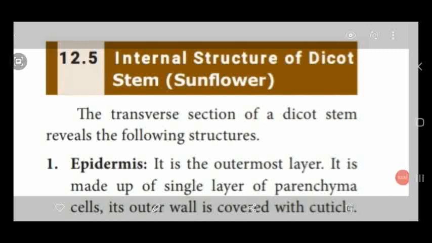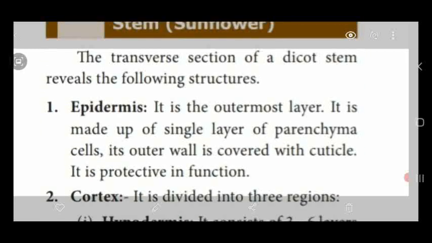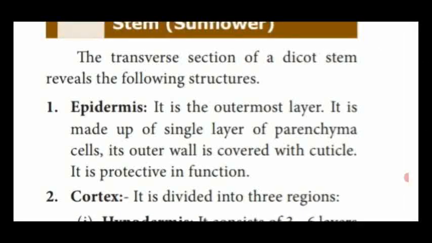Dear students, this is the internal structure of dicot stem. Example, sunflower stem. This dicot stem is divided into different regions. The first region is epidermis. So epidermis, what is that one? The outermost layer, single layer, closely packed parenchymatous cells. What is closely packed? Without gap between the cells. But this epidermal region, which is covered by an outermost layer, is called a cuticle.